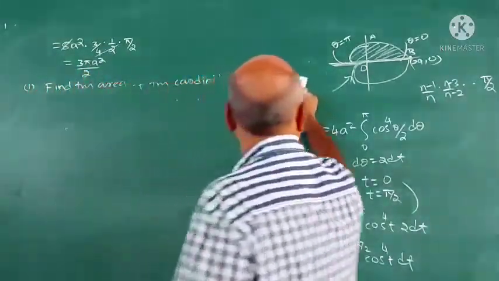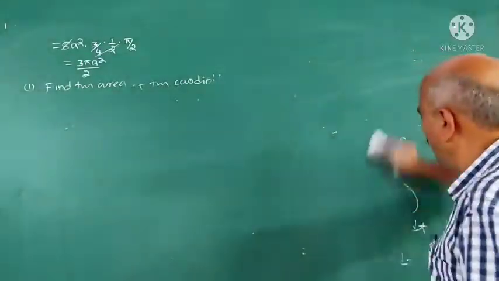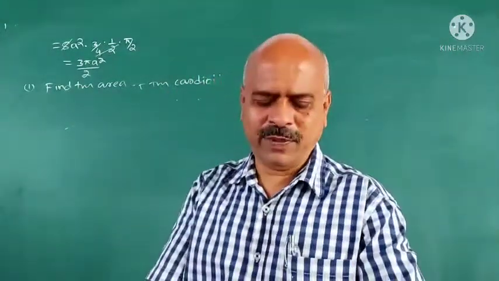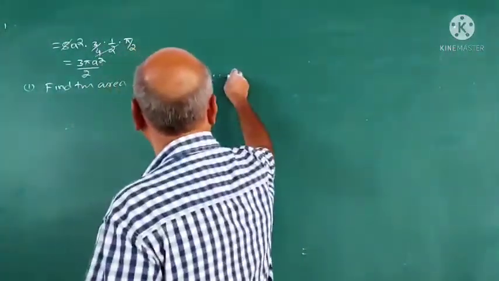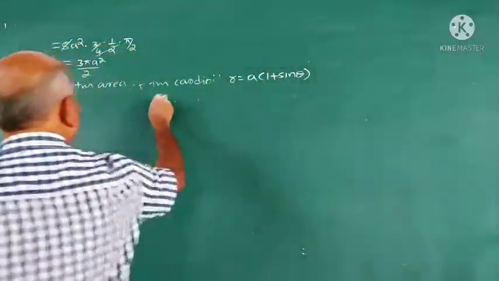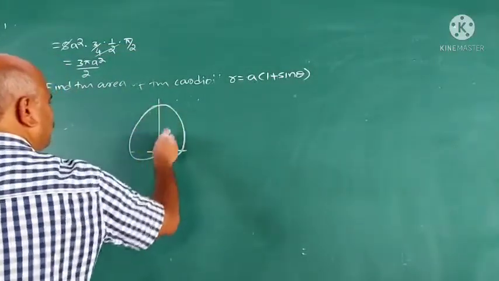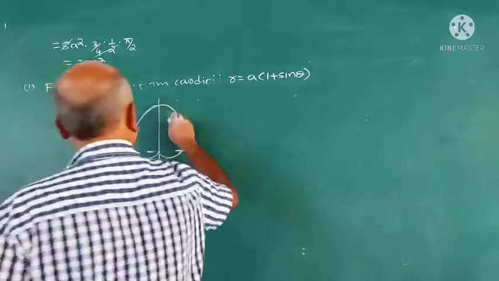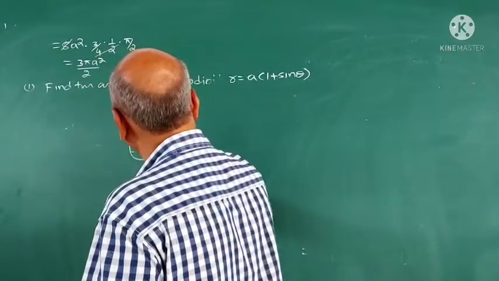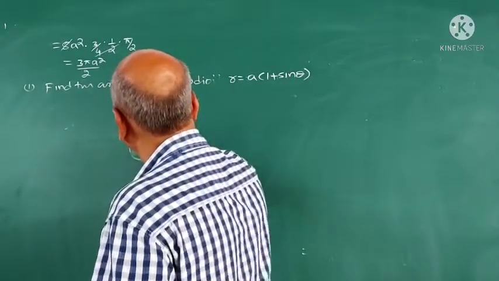Now you take r = a(1 − cos θ), you will get the same answer, 3/2 π a². Now, as 4 to 5 minutes of time is there, I will complete one more. Find the area of the cardioid r = a(1 + sin θ). Now I quickly go through this one. It is a cardioid, symmetric about π/2. This is θ = 3π/2, this is θ = π/2, and the curve is symmetric about π/2.